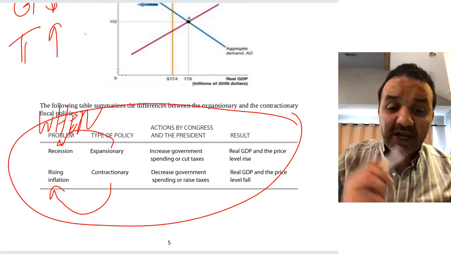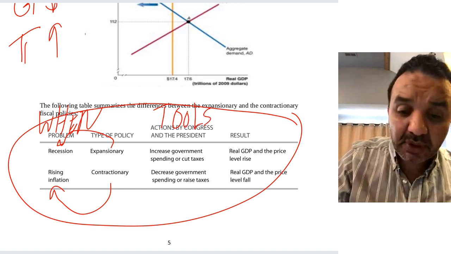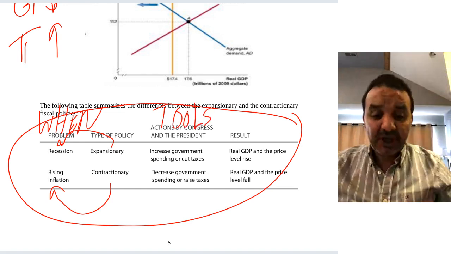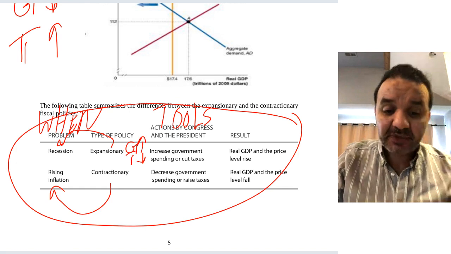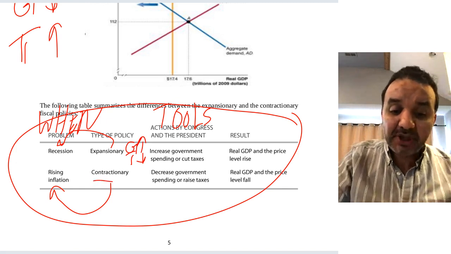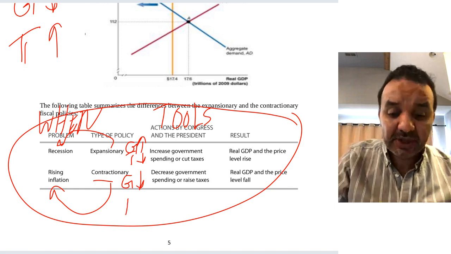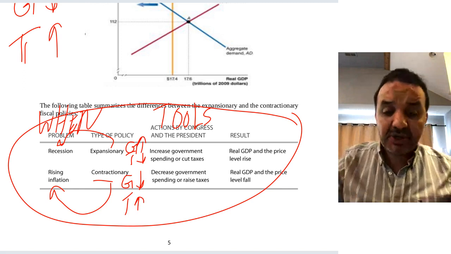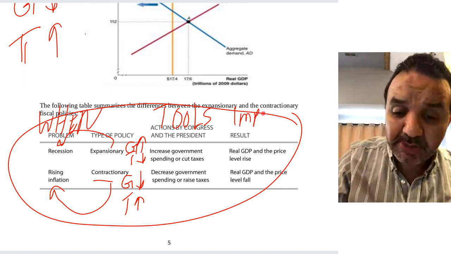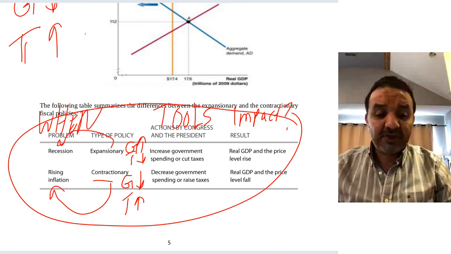The second question you have to ask is what are the tools of each of these fiscal policies? For expansionary fiscal policy, I said government spending increases and cutting taxes. What about contractionary fiscal policy? The opposite: cutting government spending and increasing taxes. The last question you have to ask yourself is, what will be the impact of these two fiscal policies?